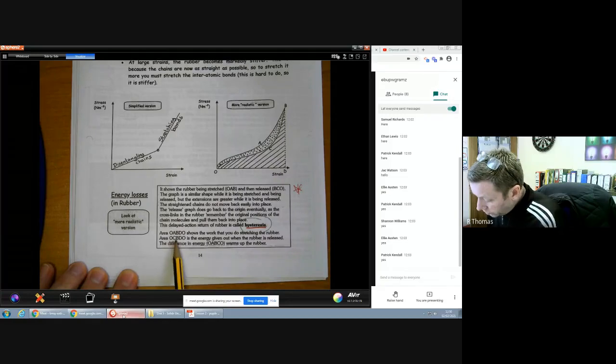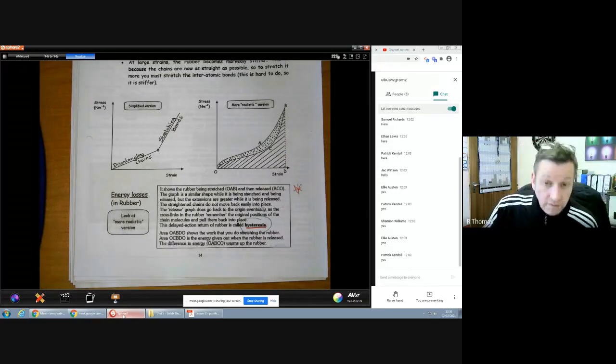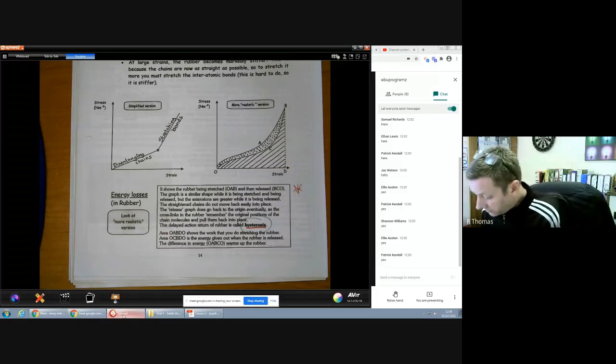Area OABDO shows the work you do stretching the rubber. The other area is the energy given out when the rubber is released. And that difference in energy is the heat coming from the rubber. Okay?